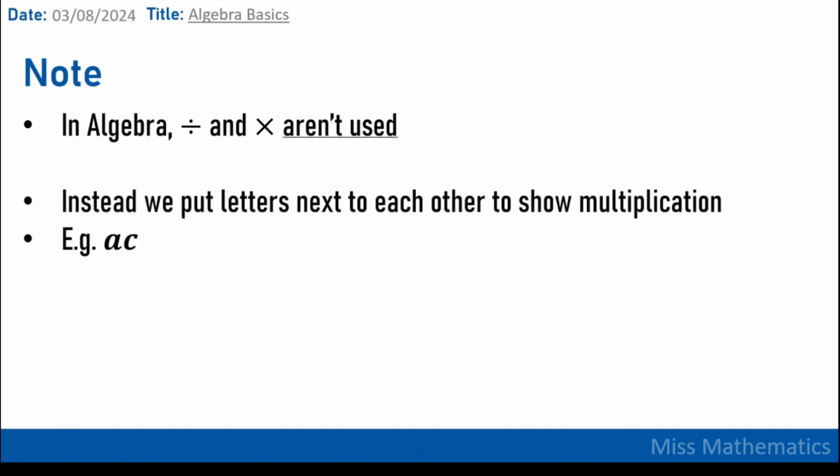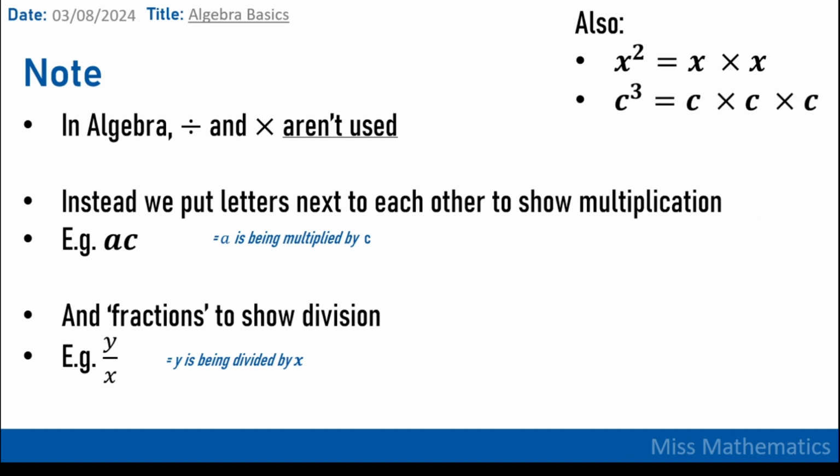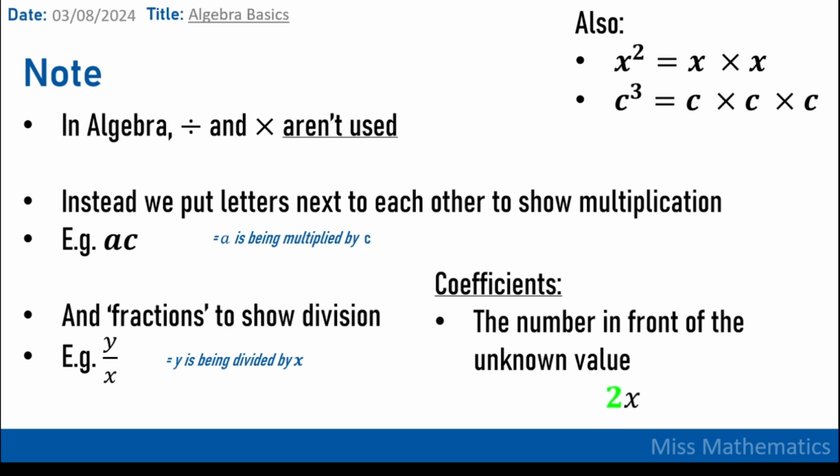So also you have to note that in algebra you do not use the division or the multiplication signs. Instead, to show multiplication, you put two letters next to each other. For example, AC is the same thing as saying A is being multiplied by C. And to show division, you put the numbers or letters in a fraction format. So y over x is the same thing as saying y is divided by x. Also, when you square a number, you just times it by itself, and when you cube a number, you times it by itself 3 times. Coefficients is a word that I'm going to be using in this video, and that's just the number in front of x. For example, 2x, the coefficient would be the 2.